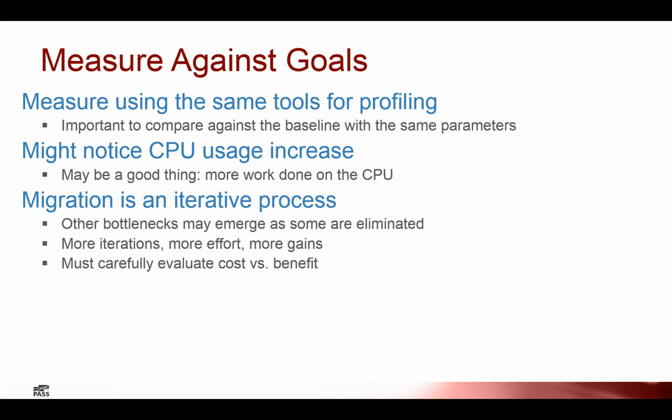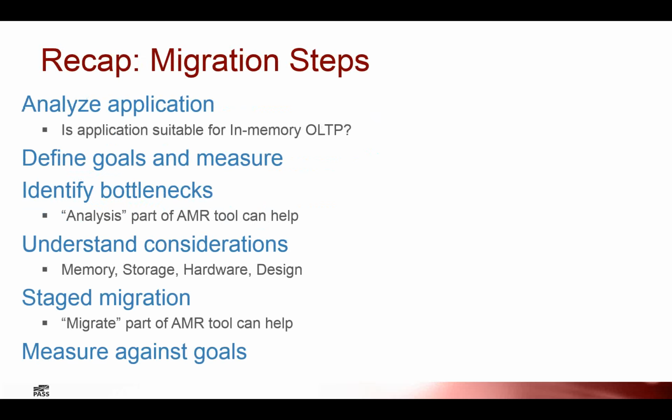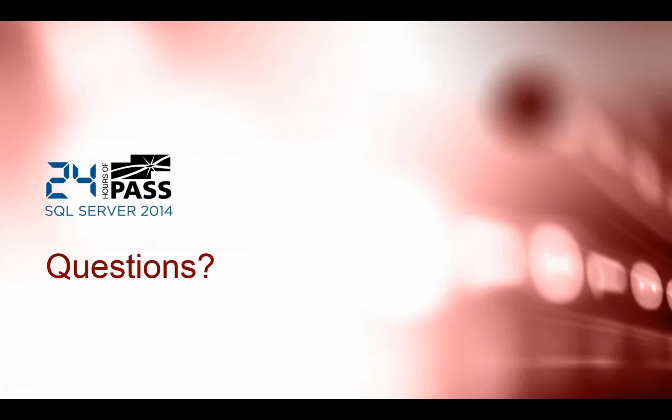Now, what we want to emphasize is really that this migration process is iterative. You want to go back and forth with this process, and then you want to repeat as often and as many times as necessary to get the desired performance benefits. So with recap, this is the 6-step migration process: analyze, define goals, identify bottlenecks, understand the caveats, stage the migration, and then measure against the goals. So yeah, that's the session. Any questions so far?